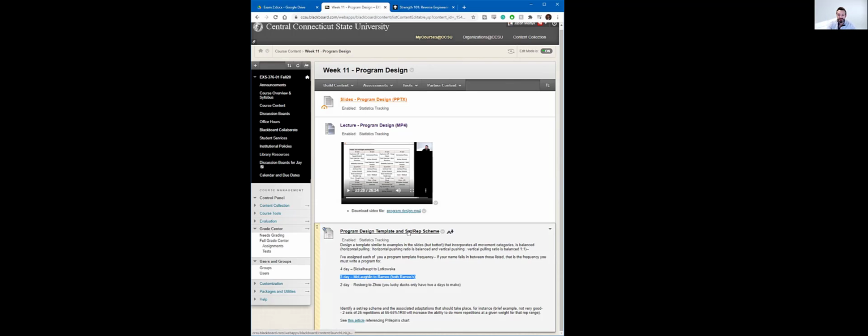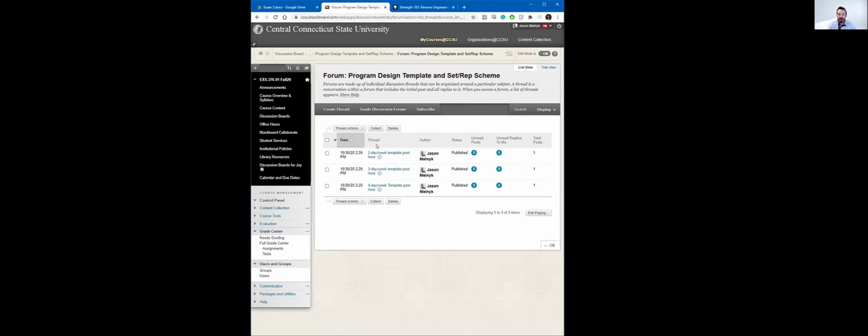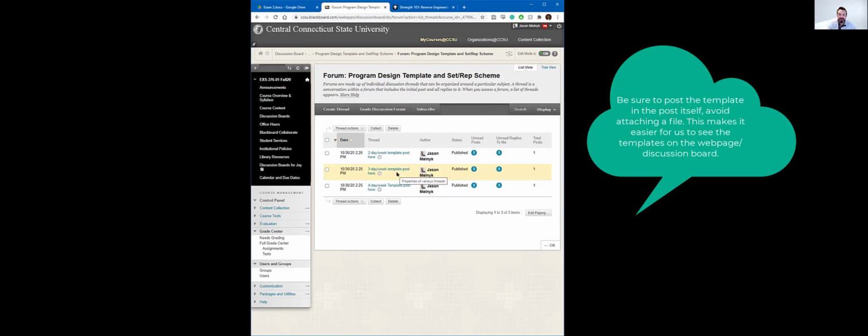So you're going to write the template up. And when you write the template, to make it easier for us, don't attach a file. Cut and paste it right into the discussion board. Because if you have to click the discussion board and download the file, it's easier to one-click and view instead of download and open something. So post your frequency day under the designated thread.